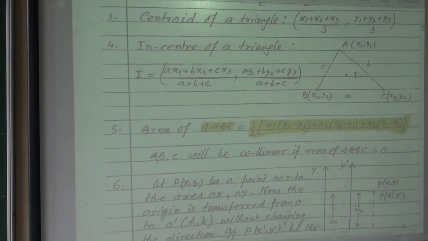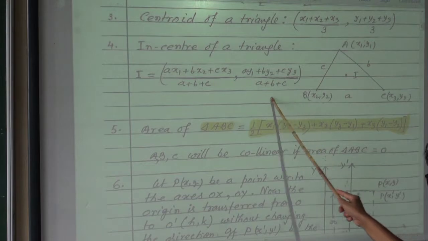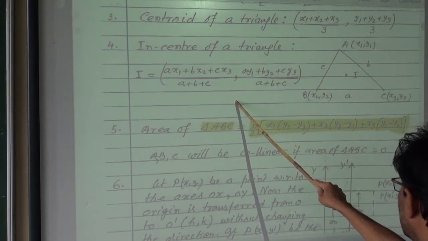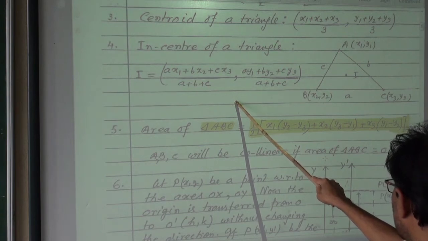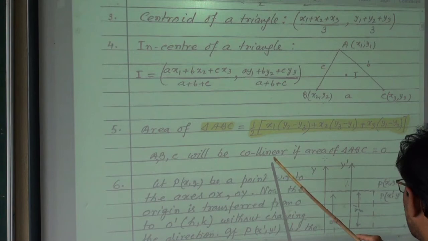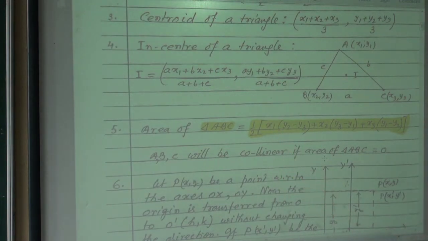This is not there in the syllabus, but formula I have given how to find out the area of a triangle. Suppose these 3 points A, B, C are in the same line like this. Will they form any triangle in that case? No. So in that case the area of the triangle will be 0. So if the area of the triangle is 0, the points A, B, C will be collinear, lying on the same line.